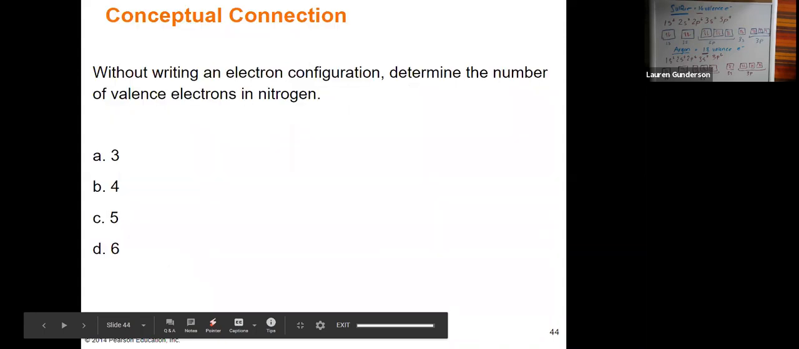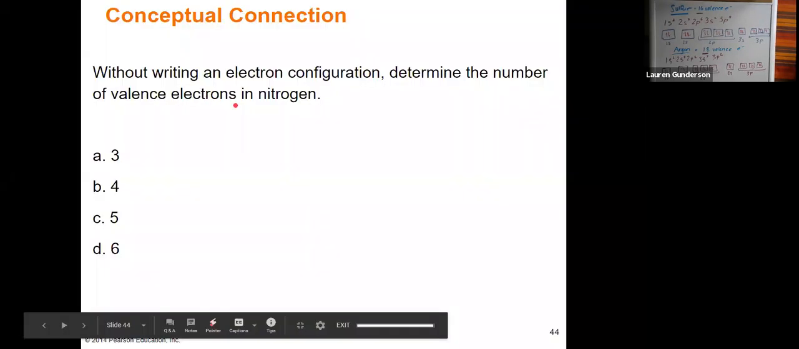So here you go. Without writing an electron configuration, determine the number of valence electrons in nitrogen. All right, so how will we do that? So we can actually use, I'm gonna go back over here. So nitrogen's over here, okay? Now, we wanna know how many valence electrons nitrogen has, okay?